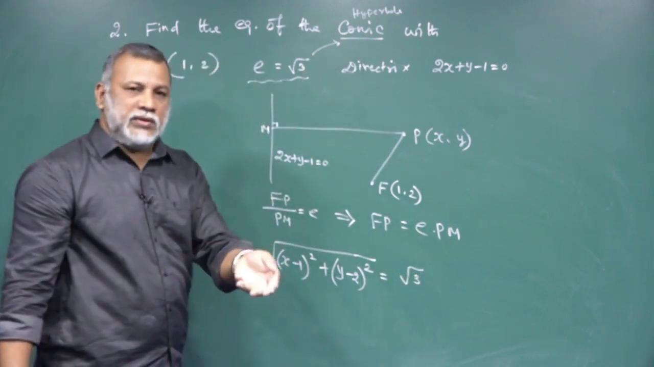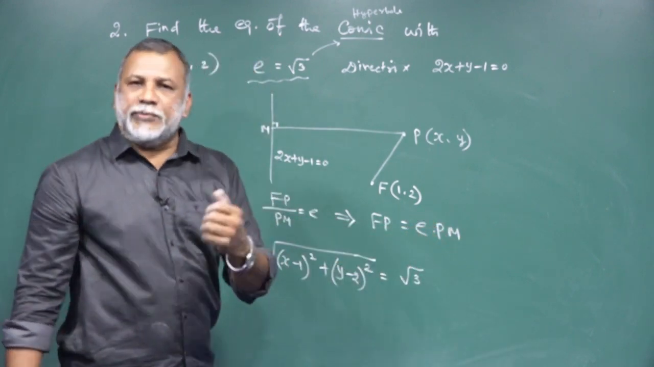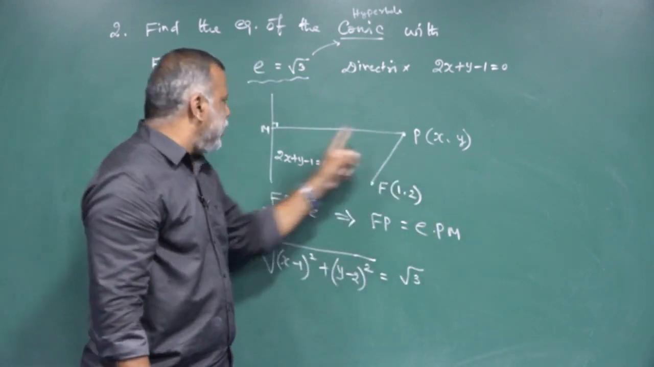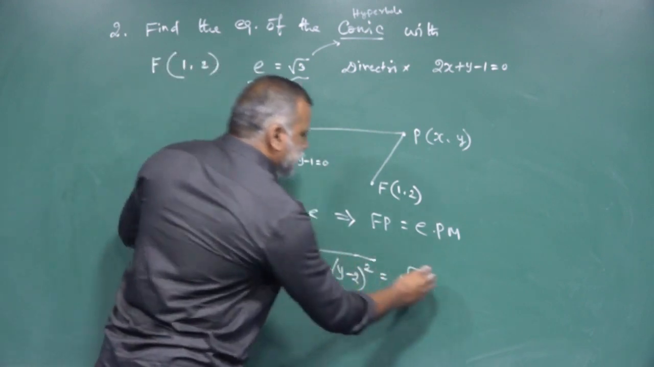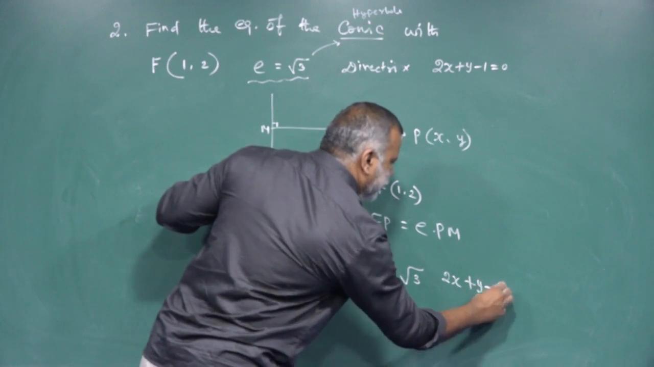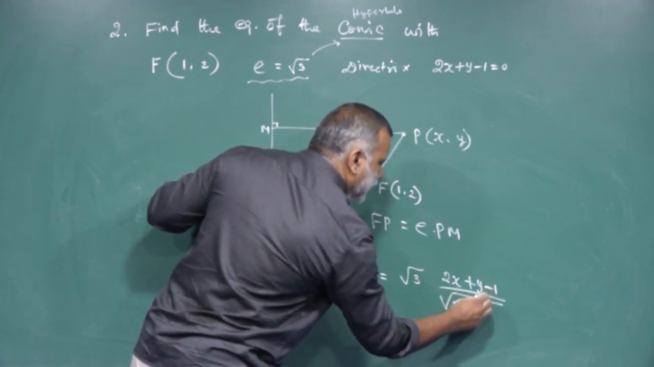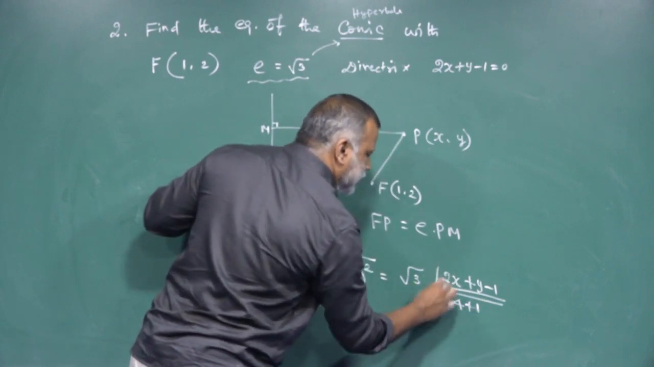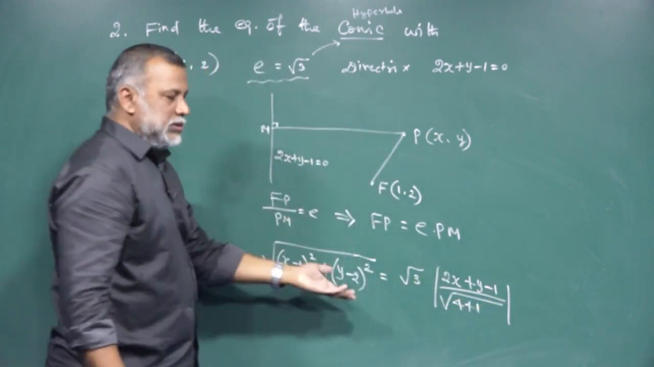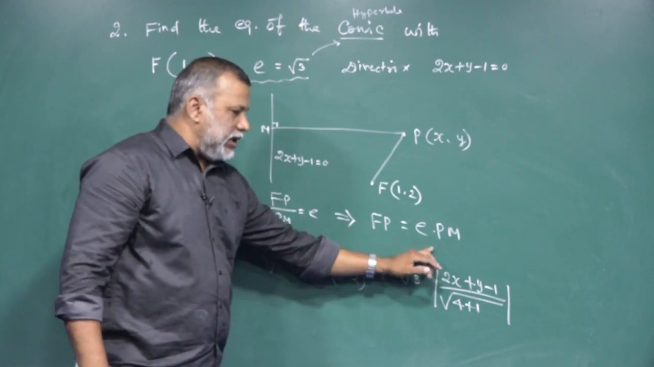Then just now use the concept. What is the meaning of PM? Length of the perpendicular from P(x, y) to this directrix. So it is nothing but (2x plus y minus 1) divided by root of (2 squared plus 1 squared, that is 4 plus 1). Again the coefficient of y is 1. So same concept: FP by PM equal to E. So FP equal to E into PM.